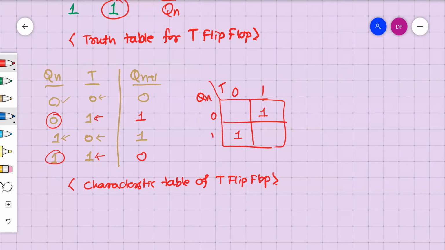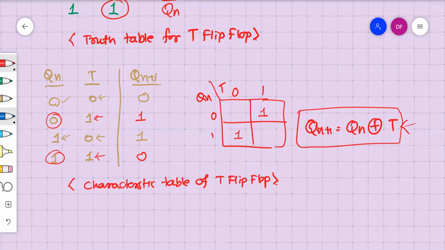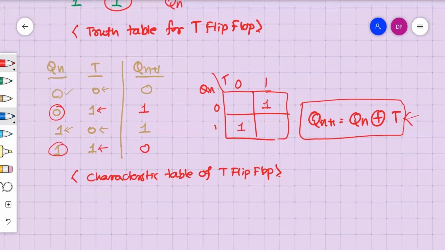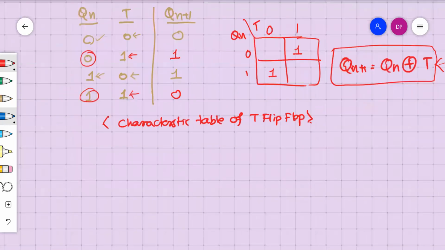So what answer will you get? Diagonal grouping you can make. So Qn+1 will be equal to, easily you can write, it will be XOR, isn't it? So if you make diagonal grouping, it will be Qn bar T plus Qn T complement, which results in XOR. So Qn XOR T. This is an expression of the next output in terms of the previous output and present input.